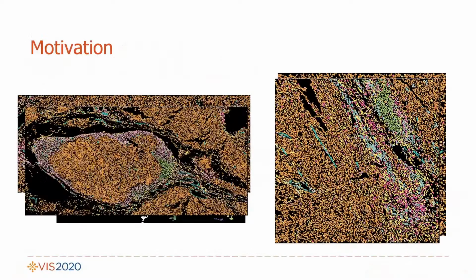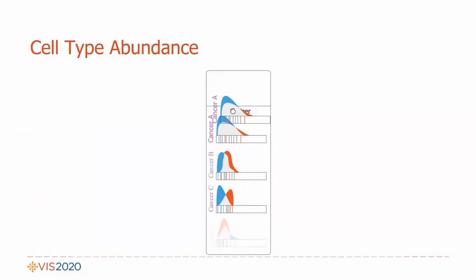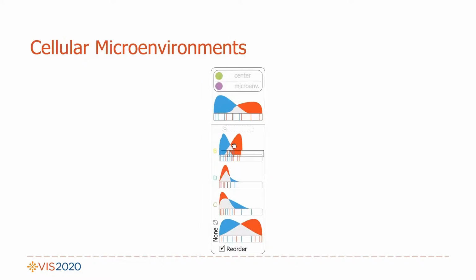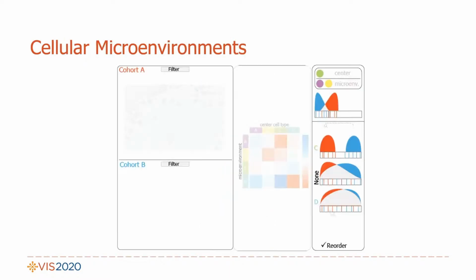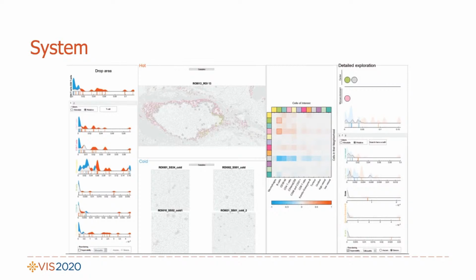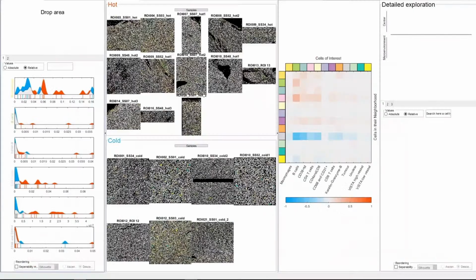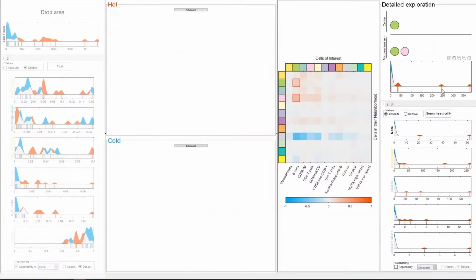In our current work, we visually compare two cohorts of segmented and classified tissue images, originated from single-cell omics data. To that end, we developed a data-driven and interactive workflow implemented in a multi-linked view system. Finally, we show the effectiveness of our workflow through specific case studies.